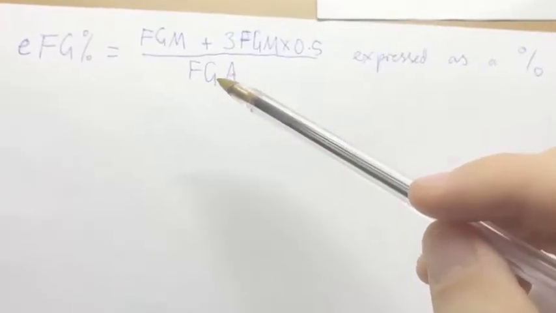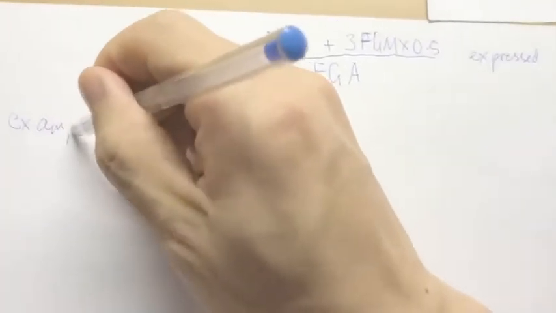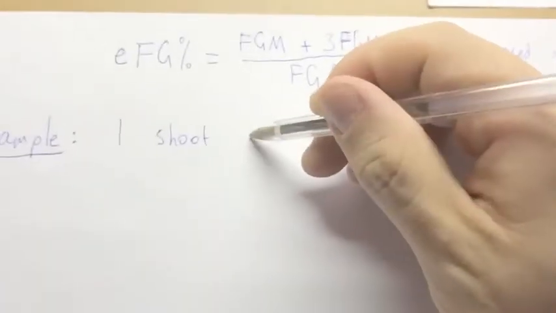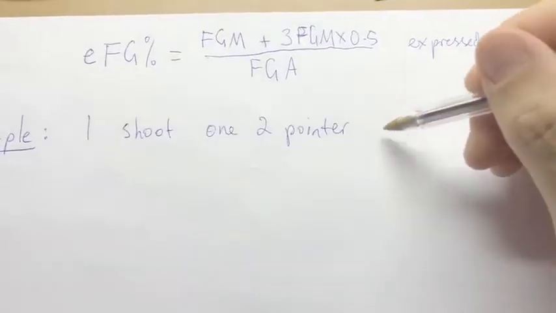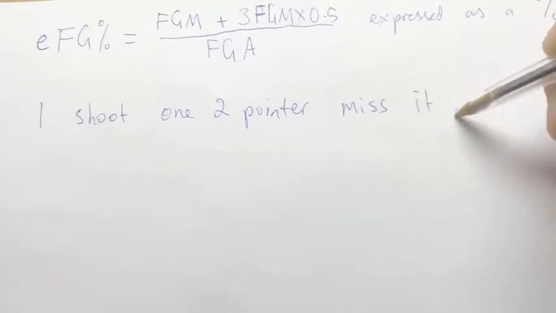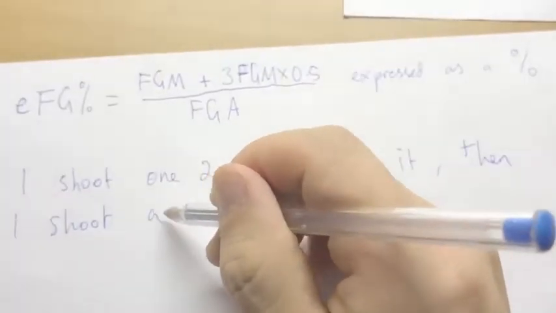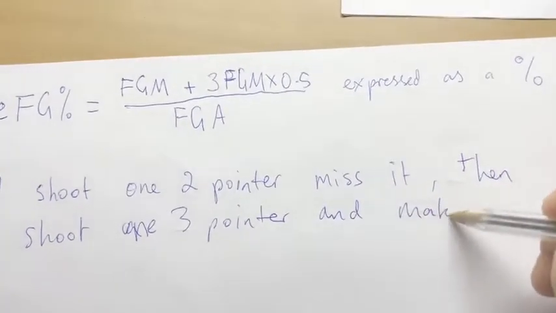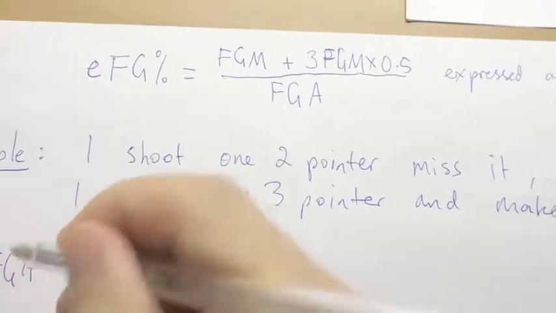So let me give you a quick example to illustrate this, and I'll give you the derivation. First, consider an example. I shoot 1 2-pointer, miss it, then I shoot a 3-pointer, 1 3-pointer, and make it. So I took 2 shots. My total field goal attempts here is equal to 2.